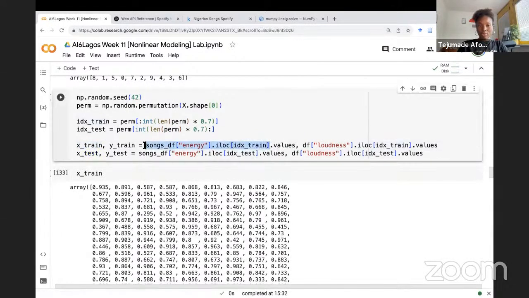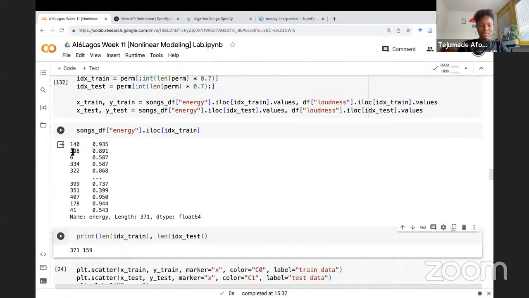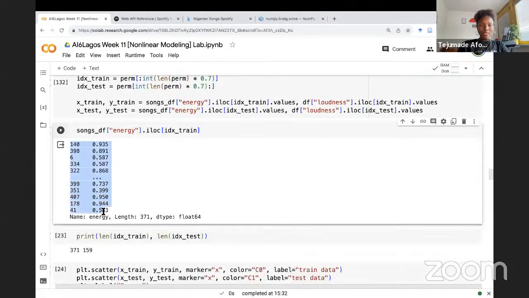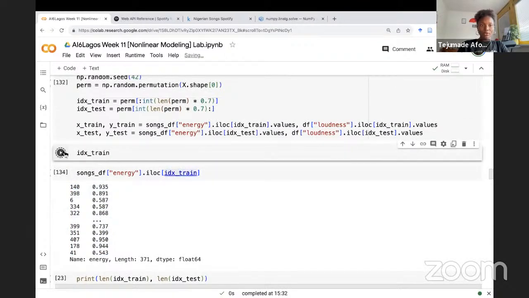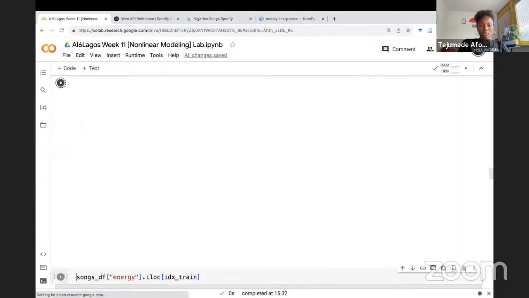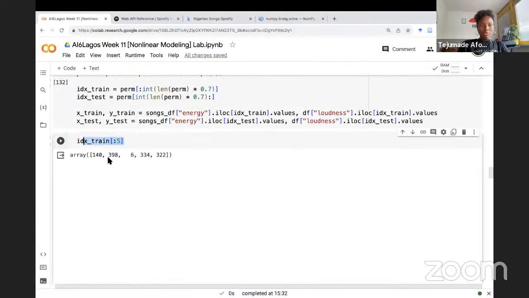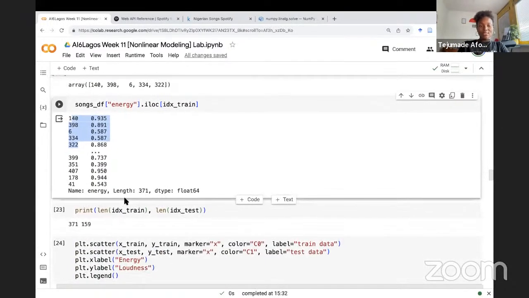actually, before we do that, I just want you to see that we have different index. So look at that. So the index that we are choosing is this. You can see that it's like 140. And if you look at X train, you should have 140 as the first one. So 140, 398, 140, 398, 6, 334, 322. So it just retrieved whatever you give it. This is the job.